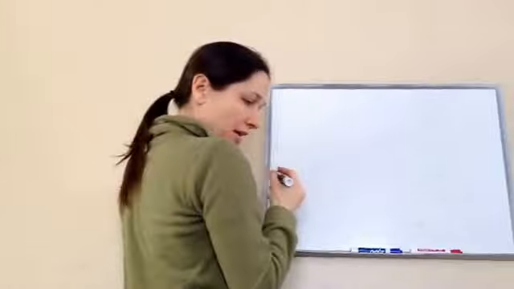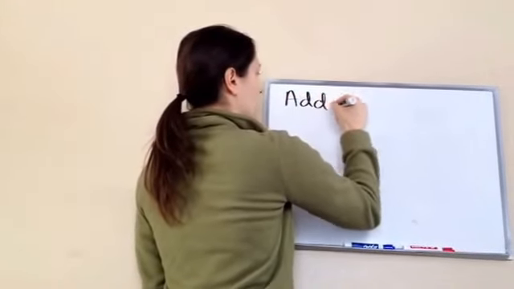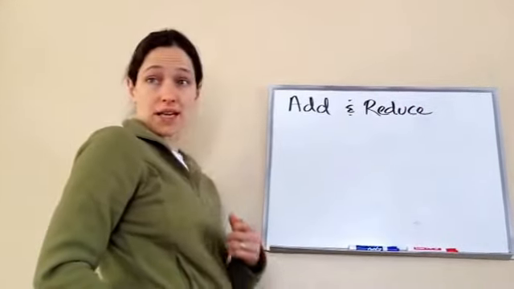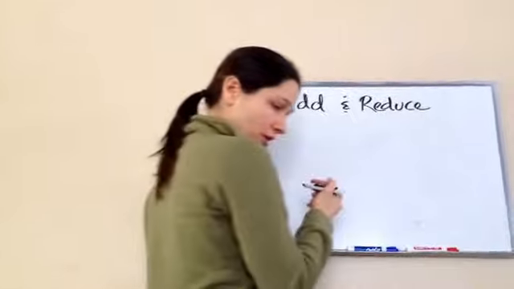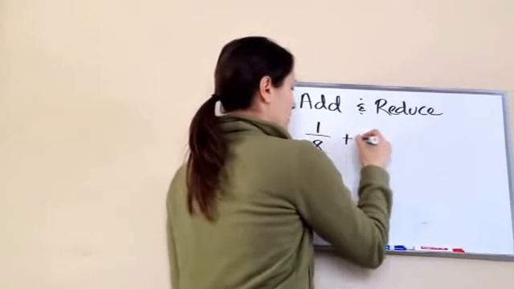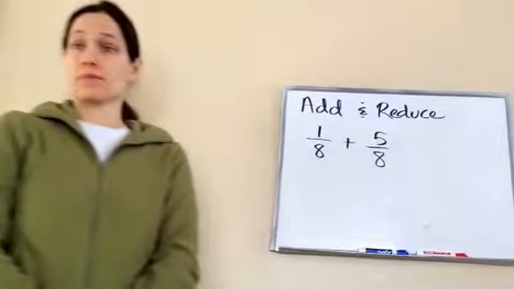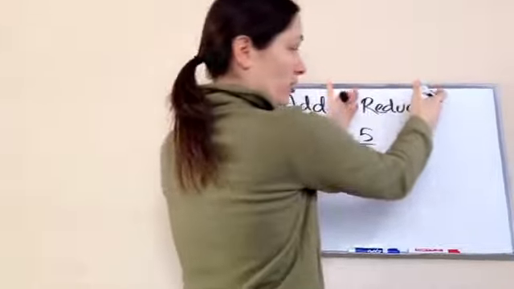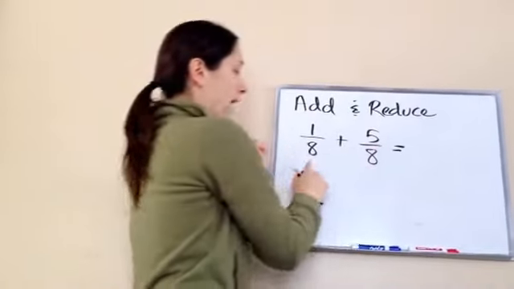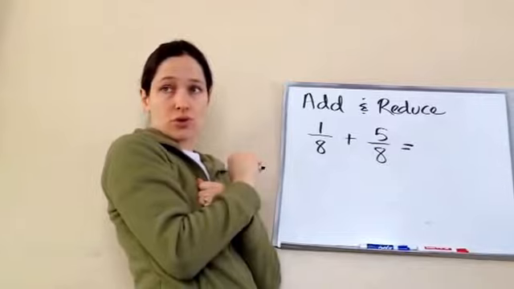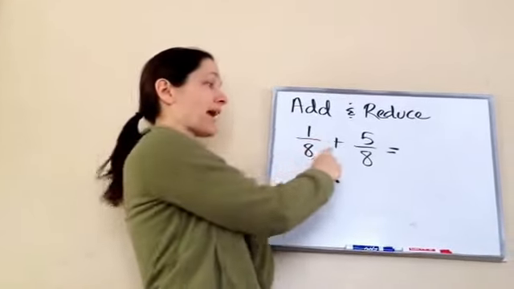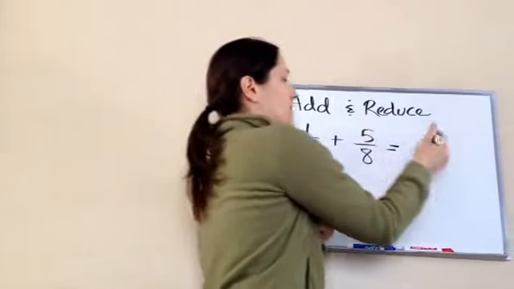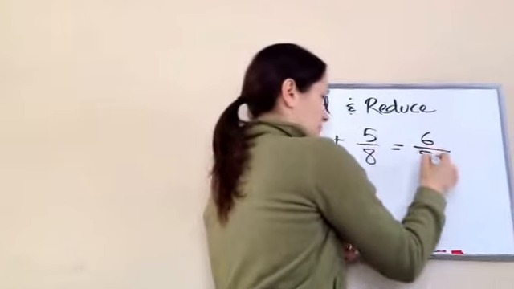They're going to give me a problem, and here's what they tell me to do: add and reduce. Add this and then reduce. So you're taking multiple steps. You're going to add first, get your answer, then you're going to reduce. Do you remember how you add fractions? You just add the numerators. Excellent job remembering that you don't do anything with this 8. So, 1 plus 5 is? 6.